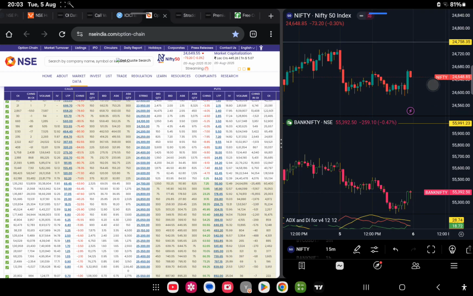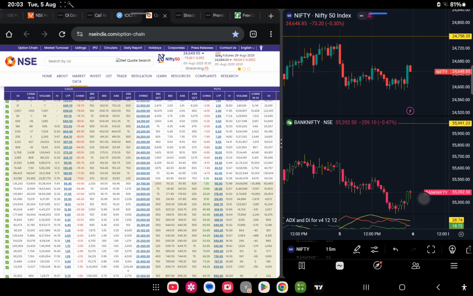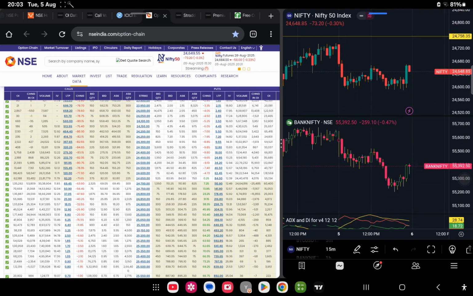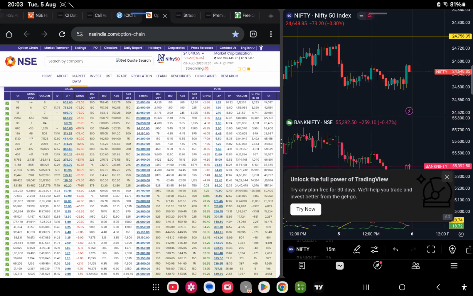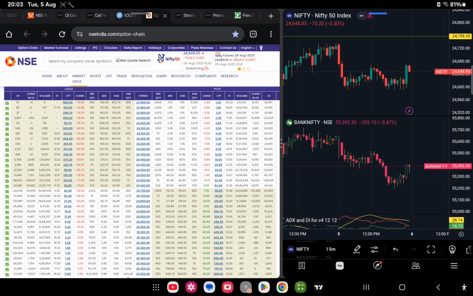So first half of the market was very trending and second half it was sideways, while Bank Nifty was not supporting Nifty because Bank Nifty was drifting down because of the US news. So this is price action, and then when you compare this with the NSE website, let's get started with the basics.